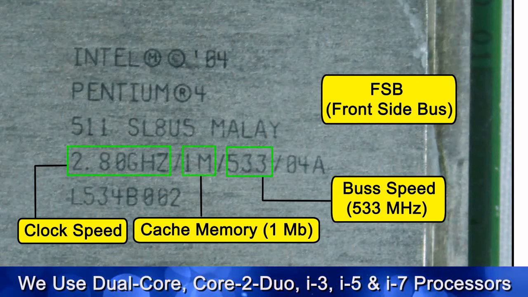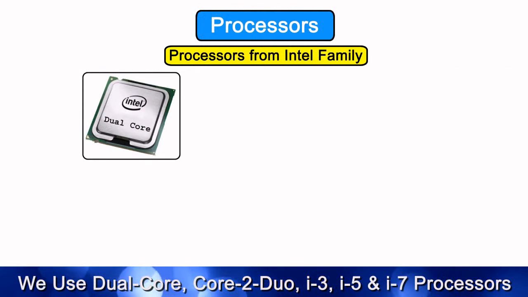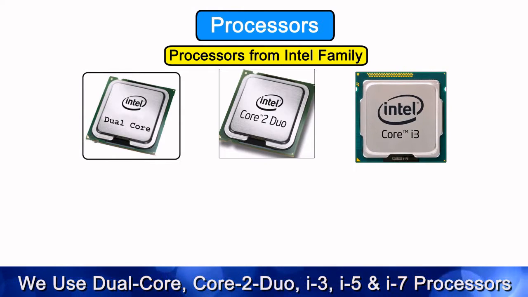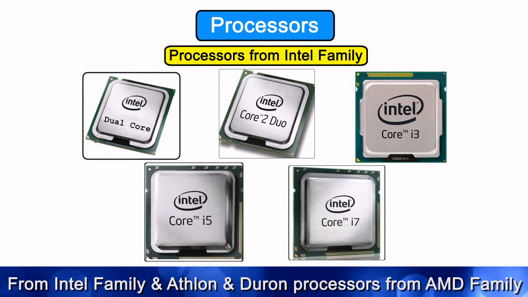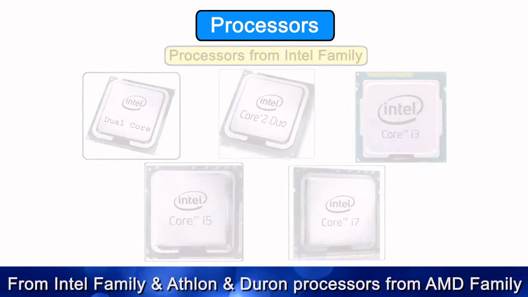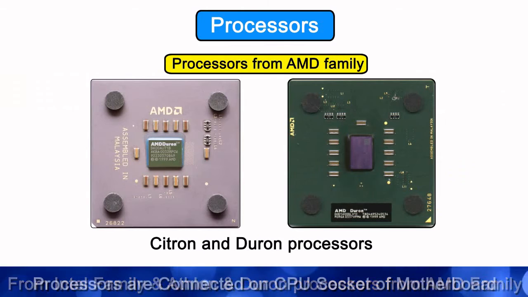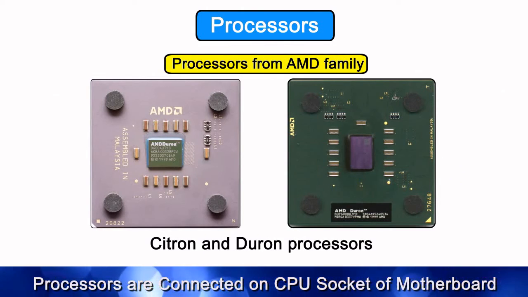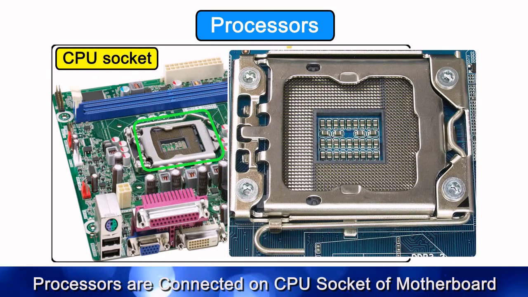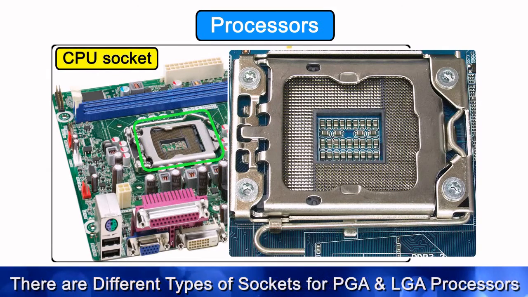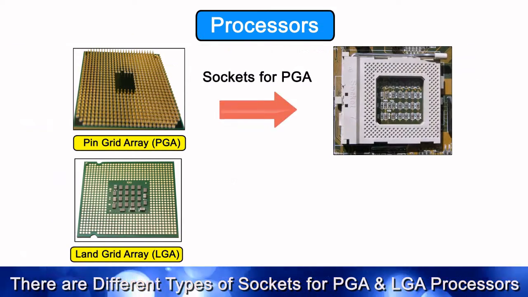Nowadays, normally we use dual core, Core 2 Duo, i3, i5 and i7 processors from Intel family and Athlon and Duron processors from AMD family. Processors are connected on CPU socket of motherboard. There are different types of sockets for PGA and LGA processors.